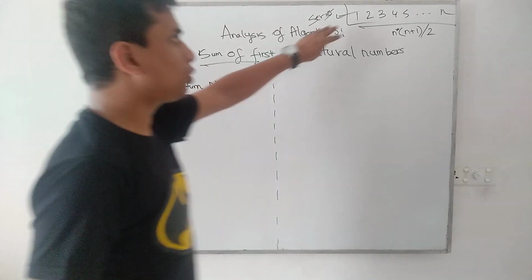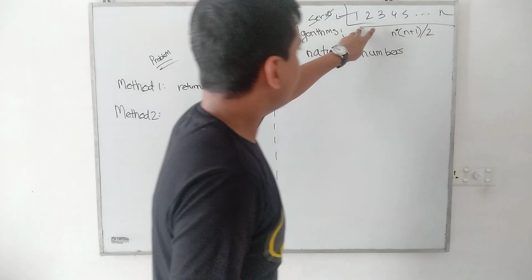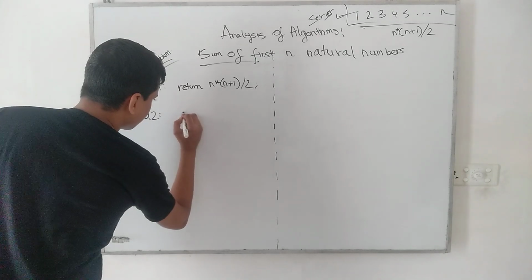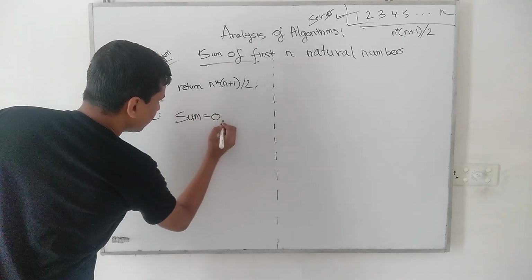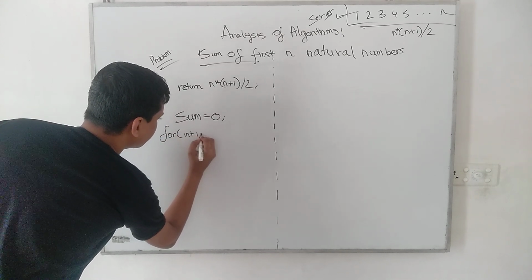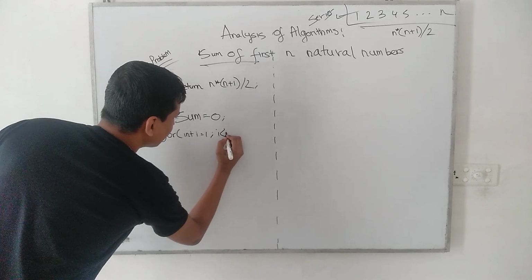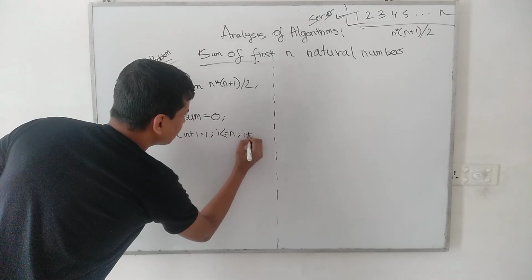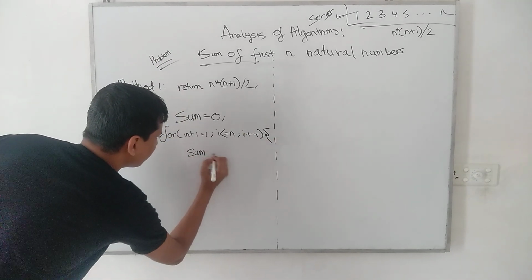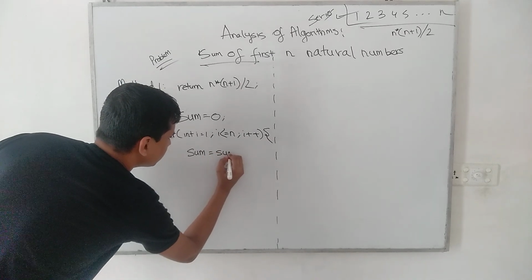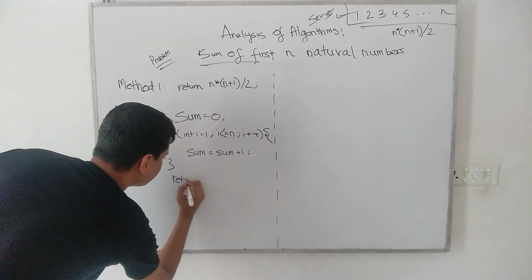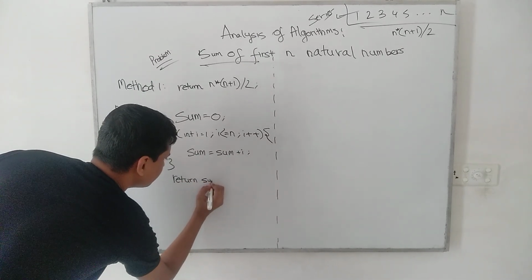we could iterate through all of these numbers and just add each to a sum variable. So we can write the second solution as sum is equal to 0, and we can iterate a loop: for int i is equal to 1, i is less than or equal to n, i plus plus, and I can just add i to this variable. So sum is equal to sum plus i, and in the end I can just return the value of sum.